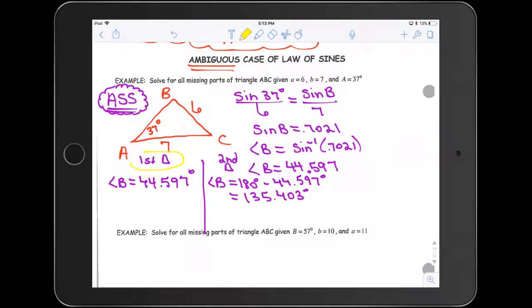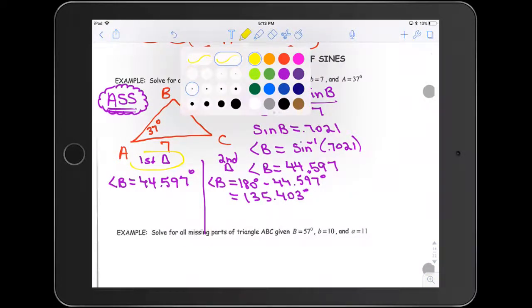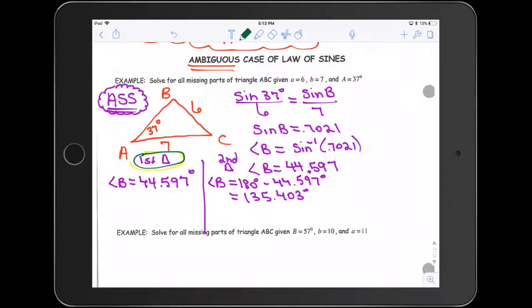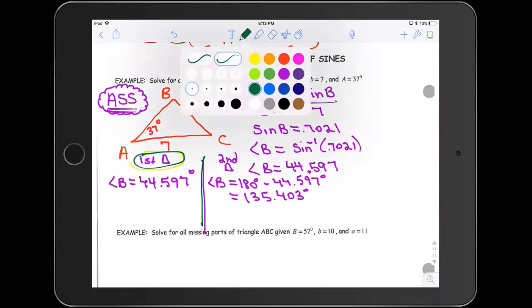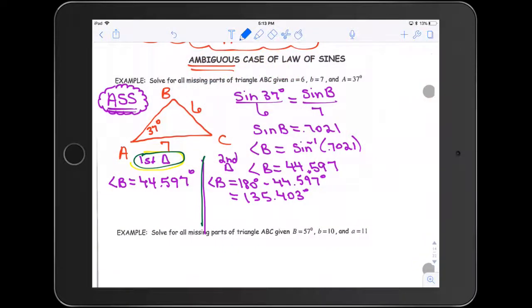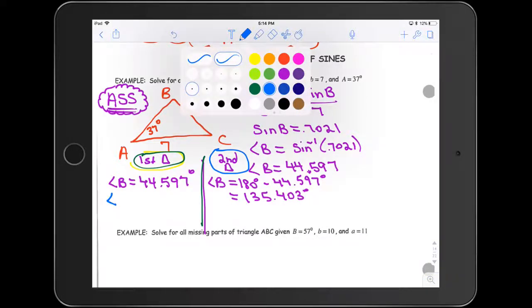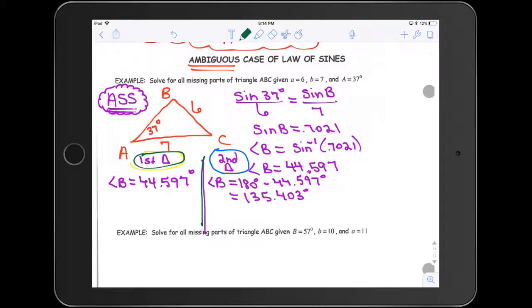So let me just again make sure that you're all with me here. This is going to be the first triangle on the left side, and on the right side is going to be the second triangle to give me 2 solutions. So far I have my angles for B. Now I need to find my angles for C and the length for C. So I'm going to find angle C here.